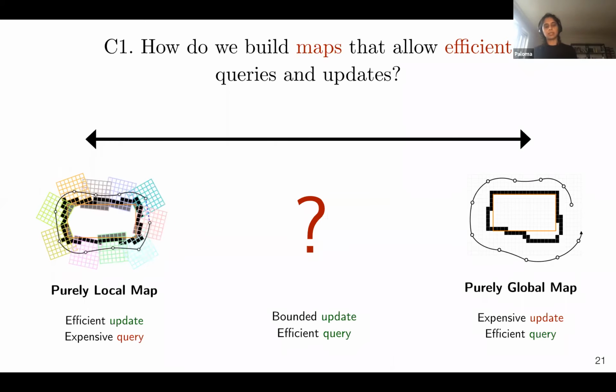Existing methods fall on a spectrum where purely local approaches based on submaps are deformable and hence efficient to update, while the purely global maps fusing measurements together are efficient to query. But the trade-off here is in the corresponding query and update times. So the question that we want to look into is, can we get the best of both worlds on this spectrum?